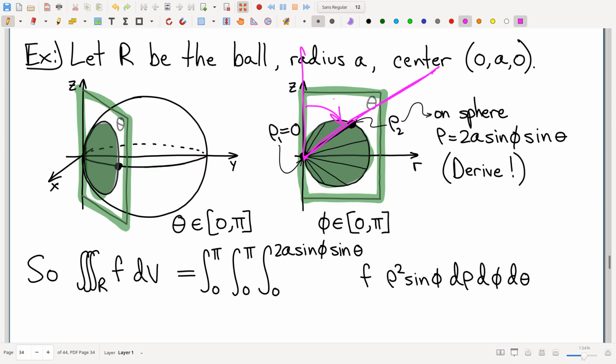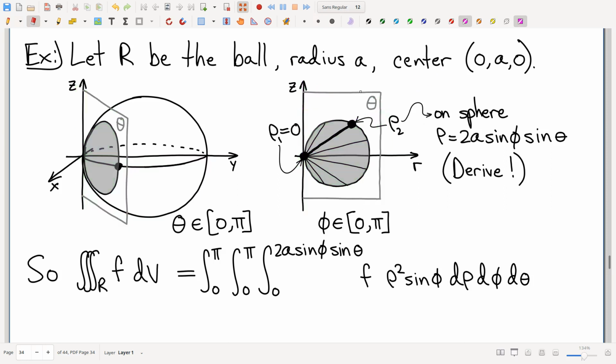Yeah, everybody good? And so again, you got to think about first and last. And thinking about first and last, this kind of slice, the first one that actually hits anything is straight up. And the last one, oh gosh, is straight down. So 0 to pi is our phi bounds. Is that good?